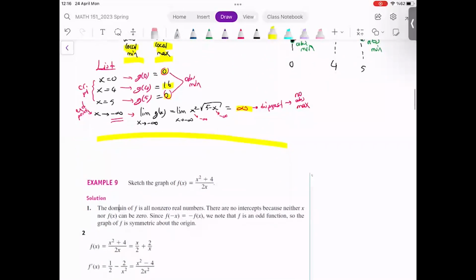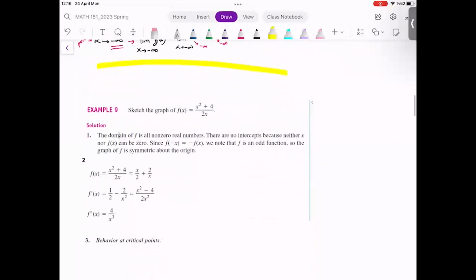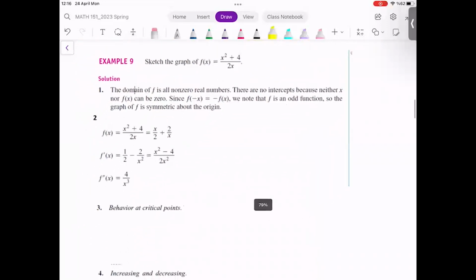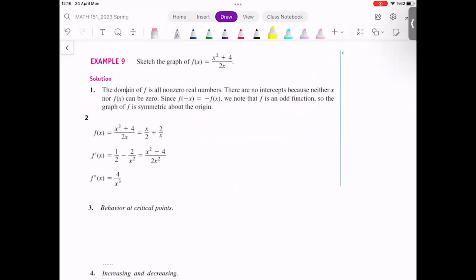So let's move on with the next example. Our next example is now sketching the graph. We will use all those skills: finding increasing and decreasing intervals, concave up and down intervals, critical points, and local max and mins. All of these will be needed to sketch the graph of this function. First of all, you always start graph sketching questions by finding the domain of your function, okay? Look at this expression, (x squared plus 4) over 2x. What is the domain of it?